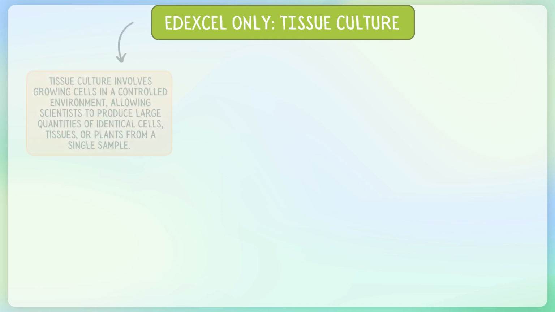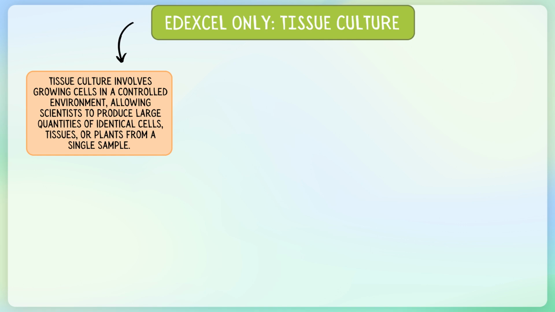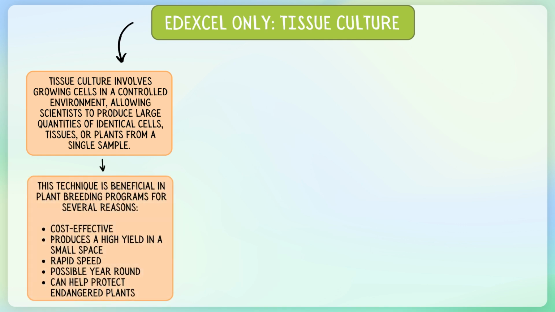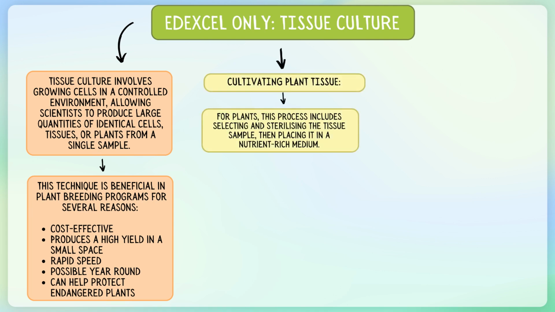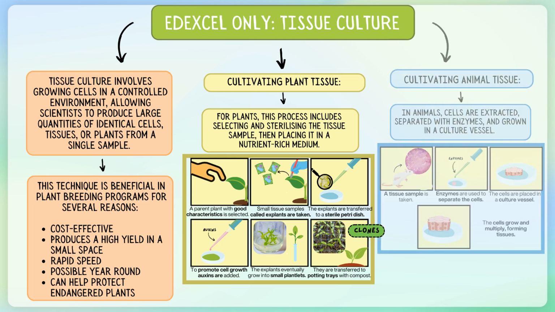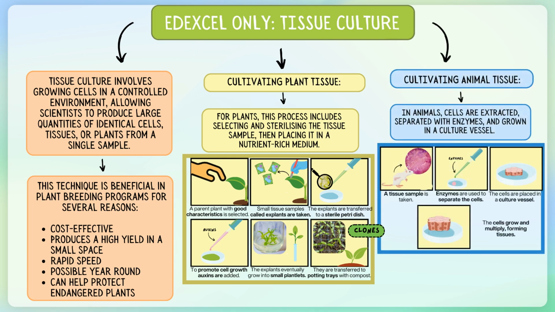In today's lesson, we examine tissue culture and its significance in medical research and plant breeding. Tissue culture involves growing cells in a controlled environment, allowing scientists to produce large quantities of identical cells, tissues, or plants from a single sample. For plants, this process includes selecting and sterilizing the tissue sample, then placing it in a nutrient-rich medium. In animals, cells are extracted, separated with enzymes, and grown in a culture vessel.